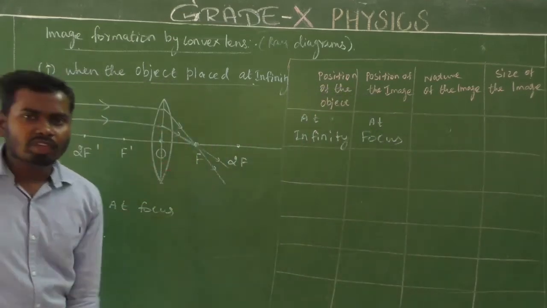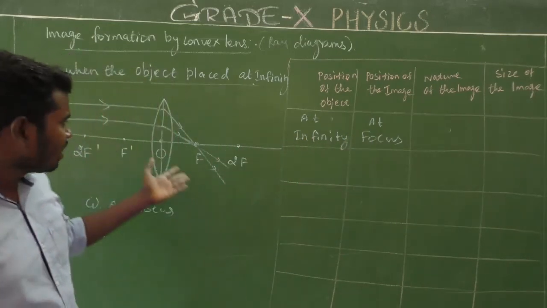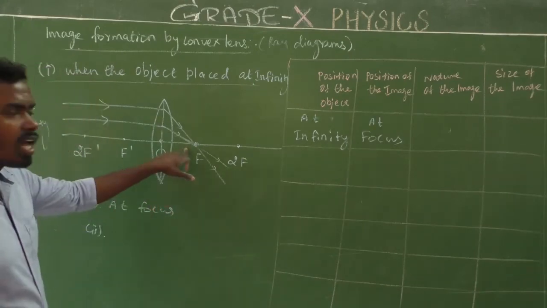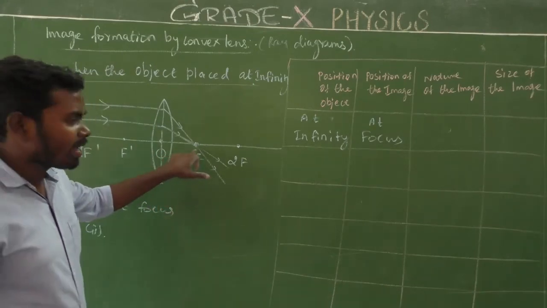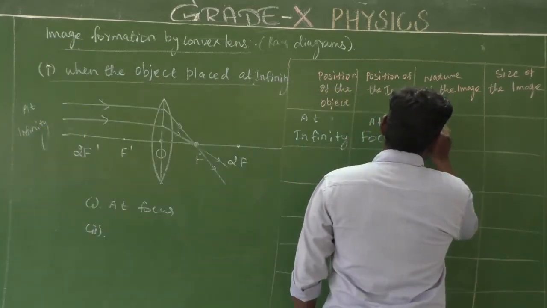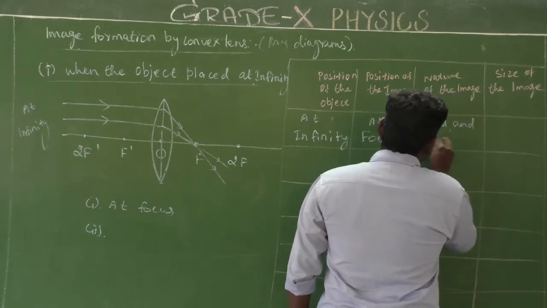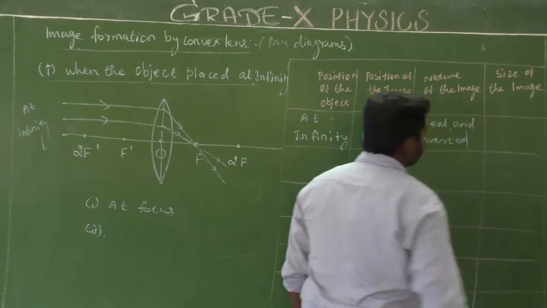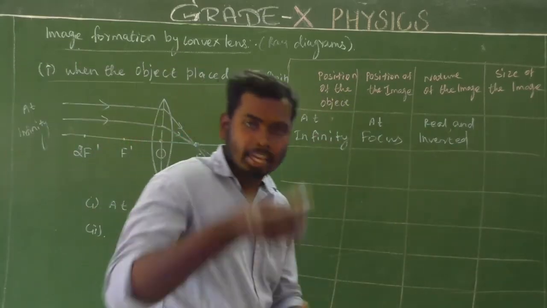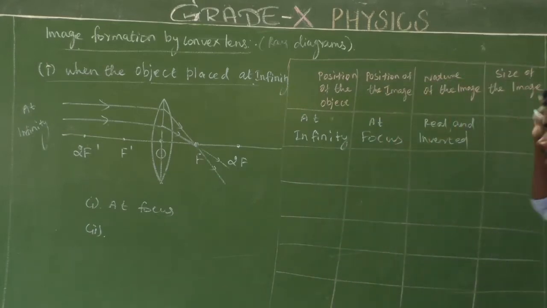Next, what is the nature of the image? Nature means whether it is a real image or a virtual image. Here, is this a real image or virtual image? This is a real image because here the image is formed on the principal axis. So it is considered as a real image. Real images are inverted images. So real and inverted image, because all real images are inverted images. Is it clear? Yes.